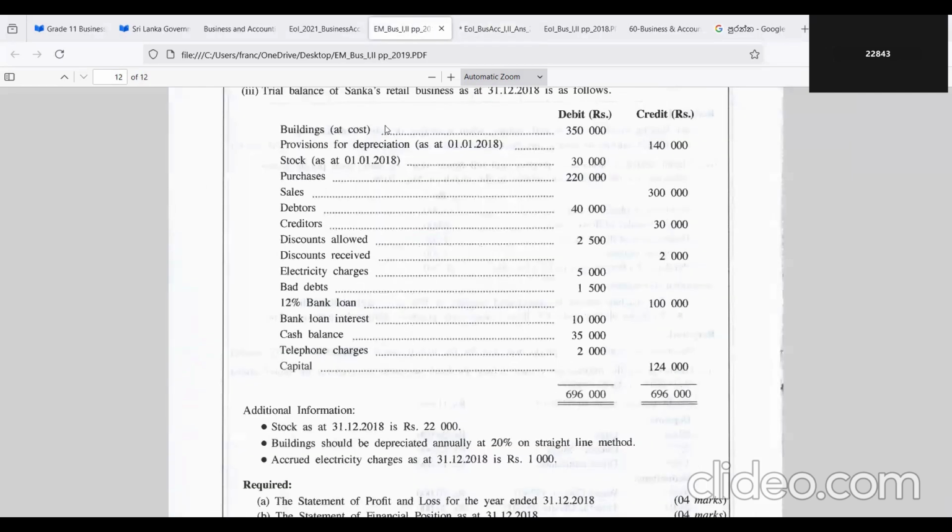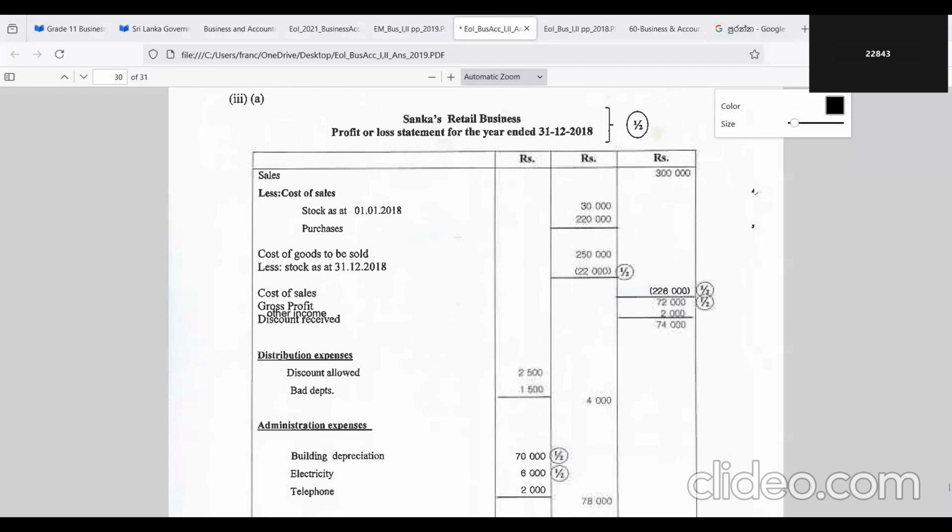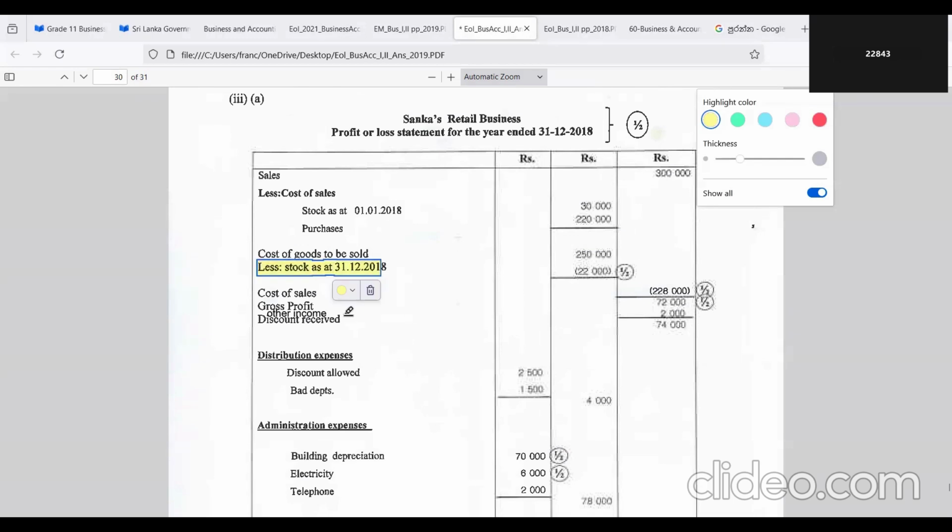Please listen. Stock as at 31st December 2018 is 22,000. So where to record that? I said double entry should be recorded in two places. The first place is in the profit or loss. So if you see here, less closing stock 22,000.